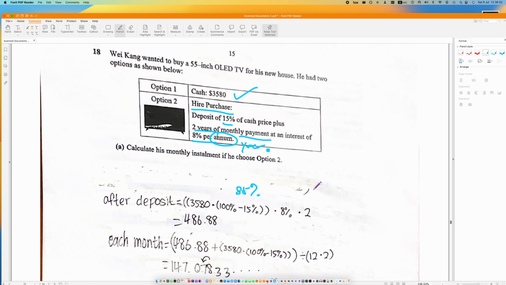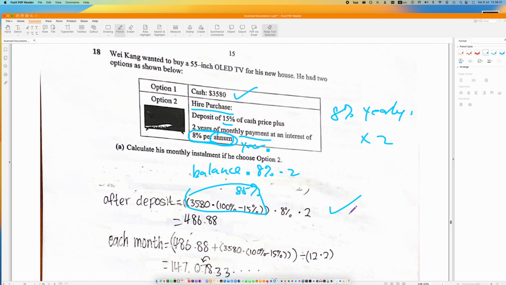Okay. So basically what you have done here is this is the balance you have to pay because you have not paid. So the balance times the percentage interest rate and then the year. And by the way, this interest rate is yearly. 8% per annum means yearly, okay? So then you times the number of years. So therefore, you know what is this? What you end up with? 486.88. This is the interest.